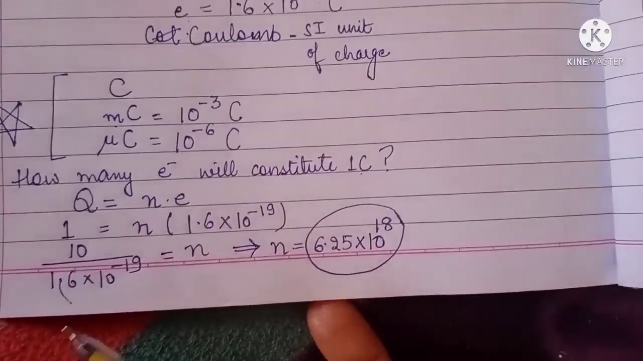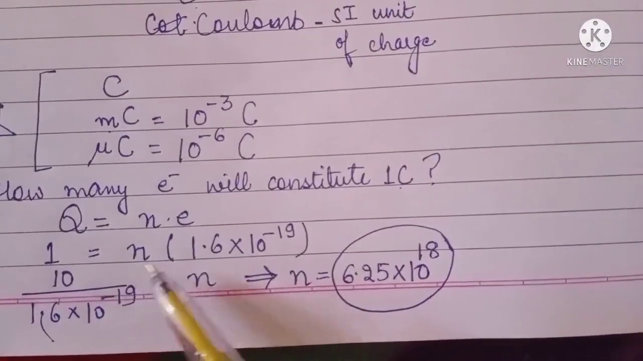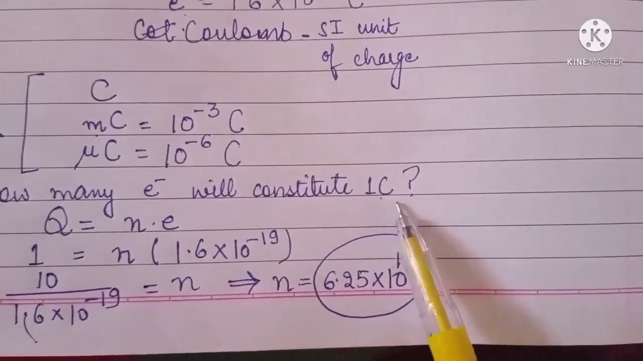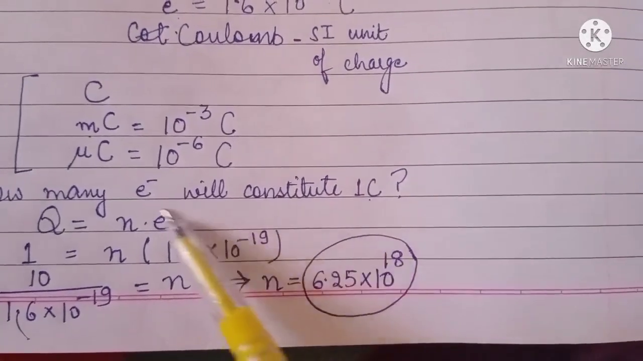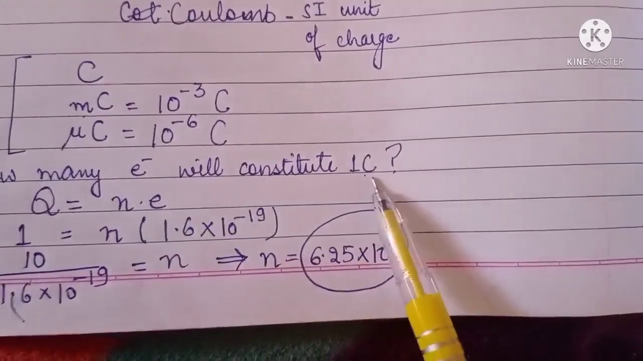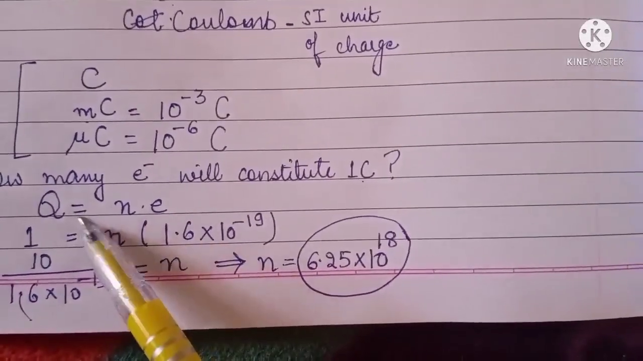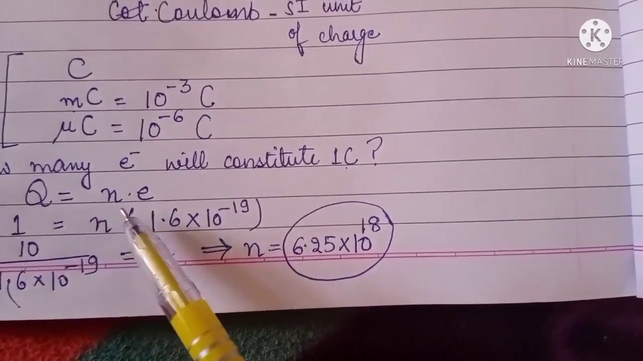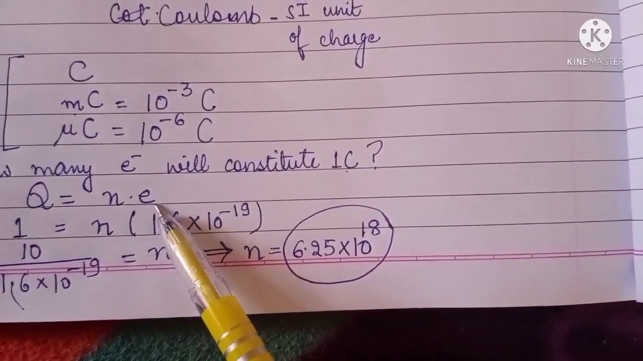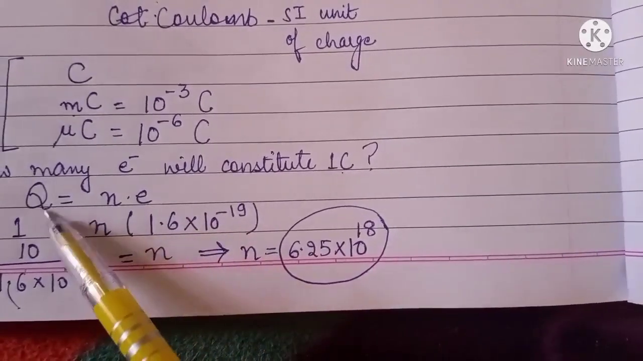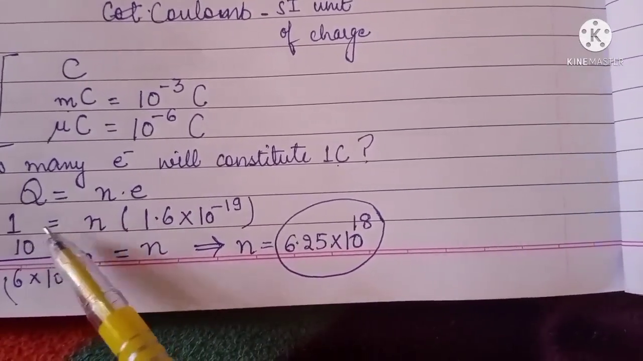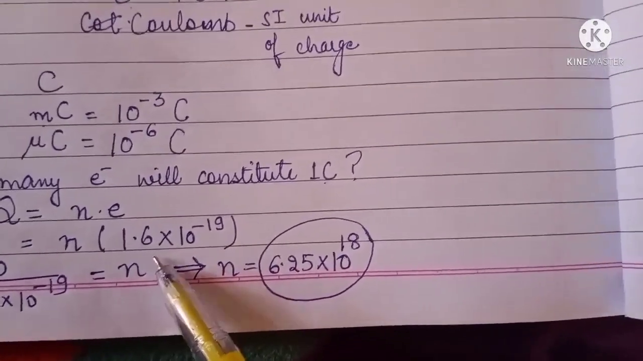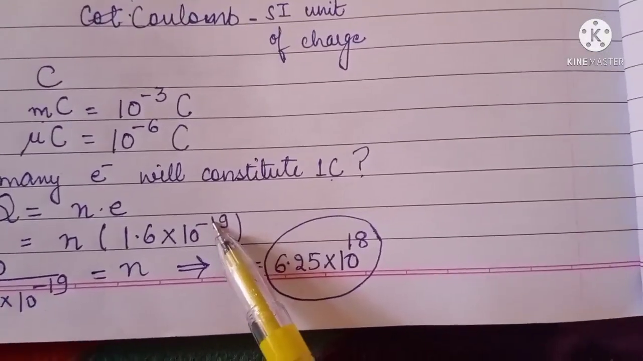Now for an example, let's take up how many electrons will constitute 1 coulomb of charge. So what constitutes 1 coulomb of charge? कितने electrons मिलकर 1 coulomb charge बनाएंगे? So for that we have Q = n × e as the formula. Total charge is the number of electrons times the charge on each electron. So we want 1 coulomb of charge. So 1 coulomb = n × e, with the value substituted, 1.6 × 10^-19.